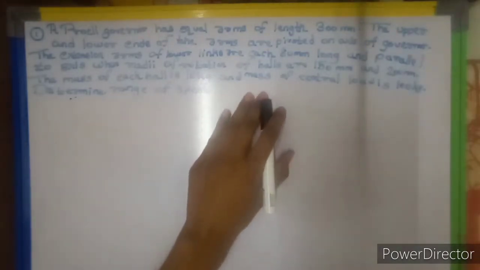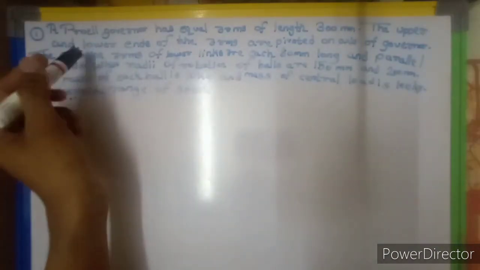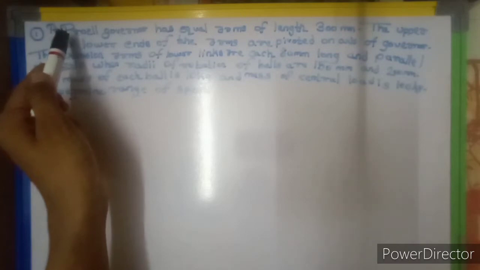As I told in my last video, in the further coming videos I will be doing numericals based on Porter as well as Hartnell governor together. So today we'll start first with a problem of Proell governor. The question, if it's not clearly visible, I will read aloud so that you will be able to understand what exactly the question wants to say and what we have to find.